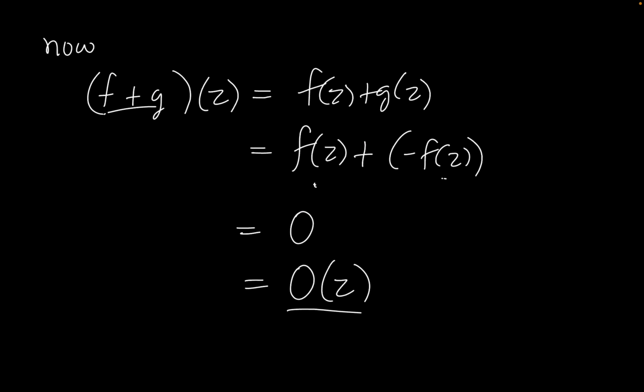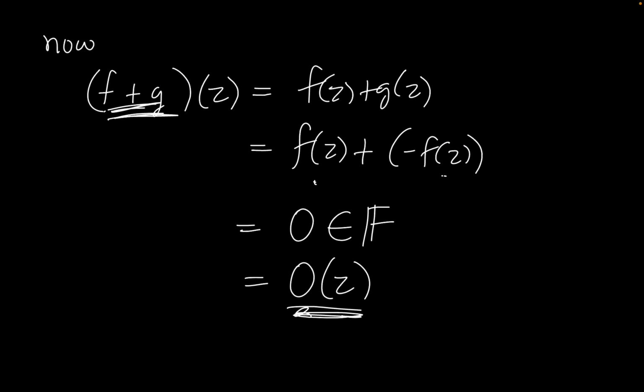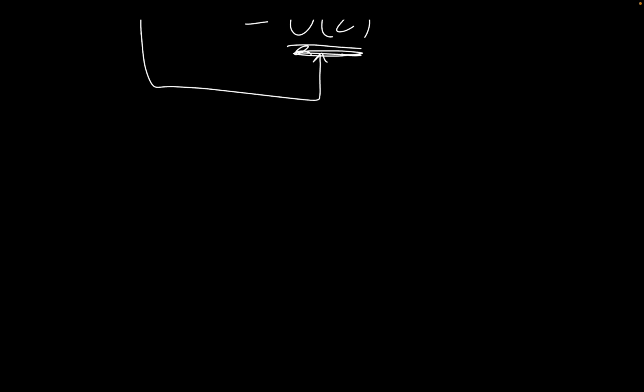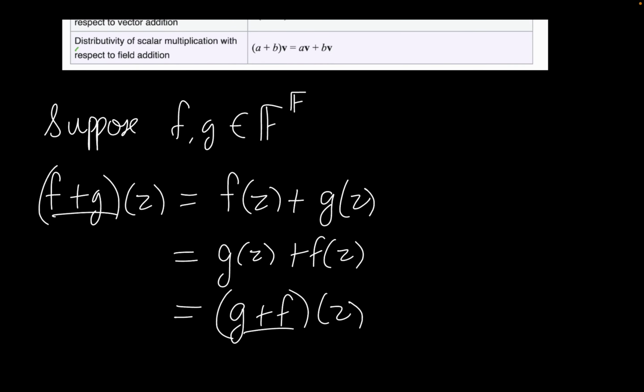So this last step might seem unnecessary, but it's really important. This 0 is a member of a field, and we want to show that this function is equal to another function. So we want to show that f plus g is equal to the function 0, not the element 0, where 0 is a scalar. So this last step was to show that the function f plus g agrees in output on every input with the function 0(z). Cool. 4 properties down, 4 to go.